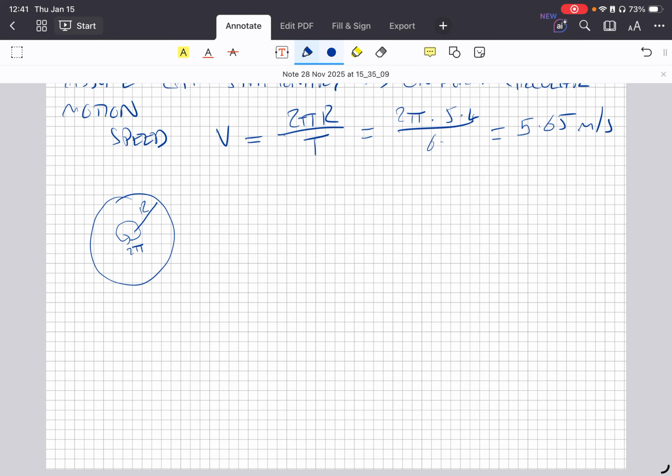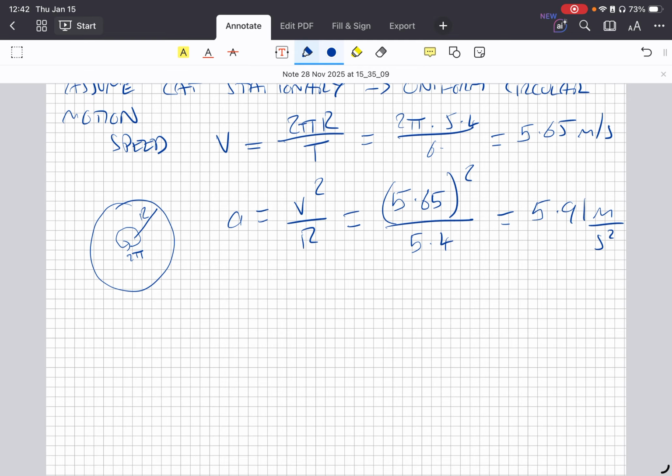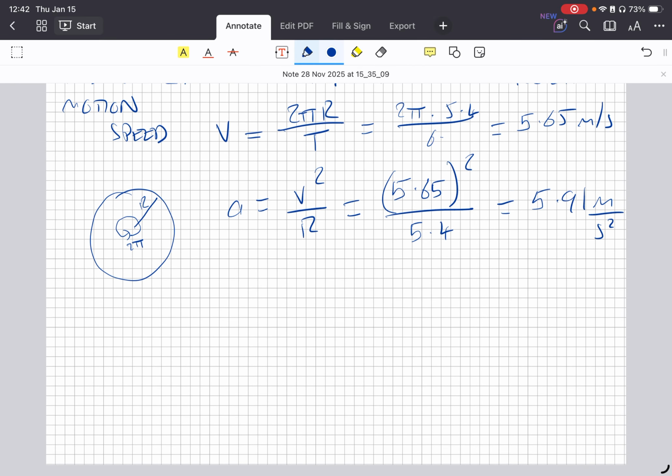That's our linear speed. So the acceleration, well, the acceleration is just v squared over r. So that's going to be this 5.65 squared divided by the radius, which is 5.4. And if we plug those numbers in, then we get an acceleration of 5.91 meters per second squared. So that's our acceleration for a cat which is going around in a circle like that.